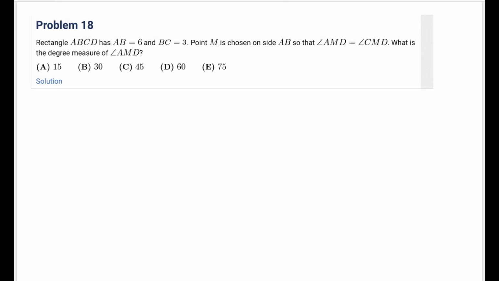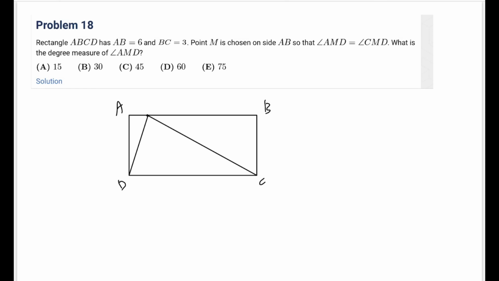Number 18, rectangle ABCD has AB equals 6 and BC equals 3. Point M is chosen on side AB so that angle AMD equals angle CMD. What is the degree measure of AMD? So this angle and this angle would be the same. Since this is M, we want this degree measure, and since these angles are the same, let's say that this is a circle, then this is also a circle, right? But since these two are parallel and this is intersecting, then that would mean that this is also a circle, right?